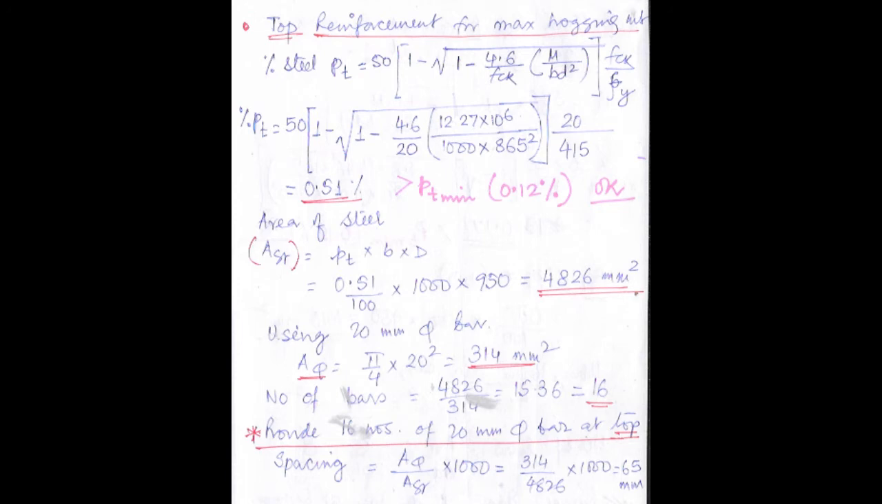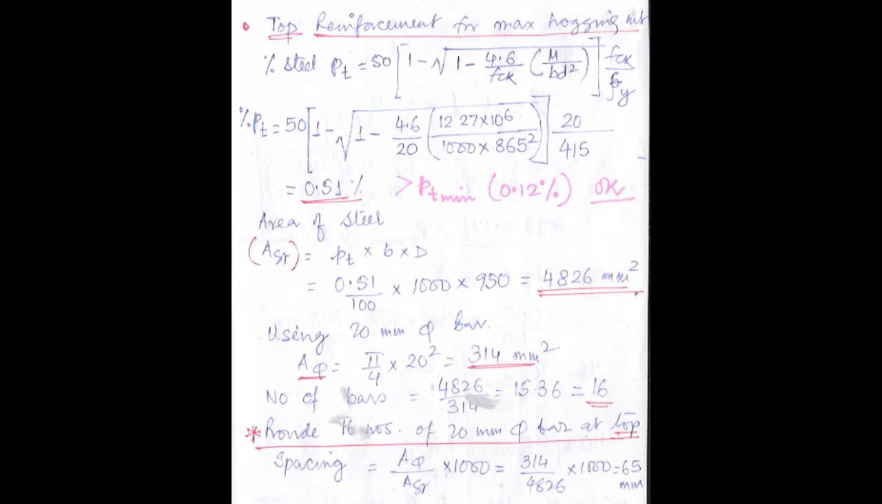Now let us see how to do the top reinforcement for the maximum hogging moment. Here, this is the formula which you have to remember, and you have to be very cautious while writing it down. Percentage steel Pt is equal to 50, then 1 minus under root of 1 minus 4.6 by fck, within bracket M by bd², bracket close, then fck by fy. Please do the calculation carefully because there are a lot of 1 minus 1 minus and there is an under root, so the calculation sometimes comes wrong and you will get a wrong answer.